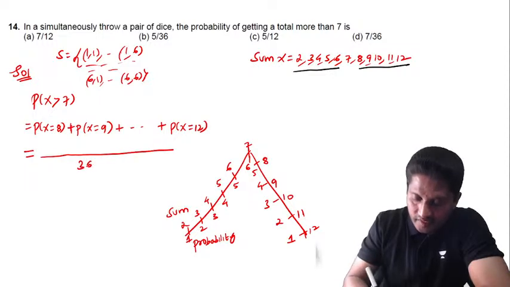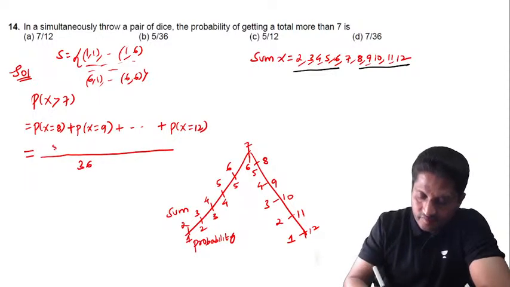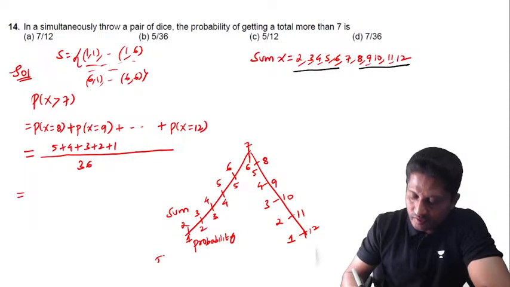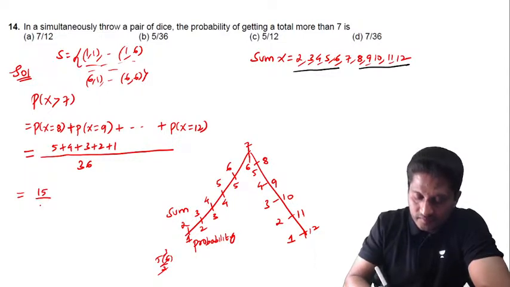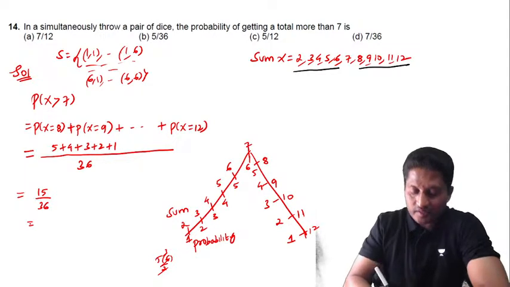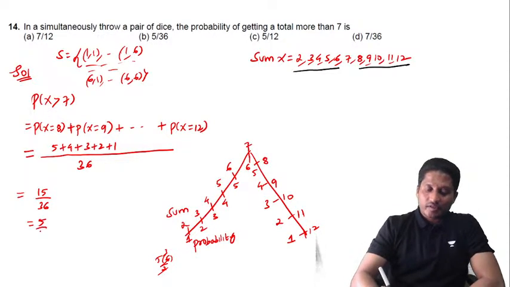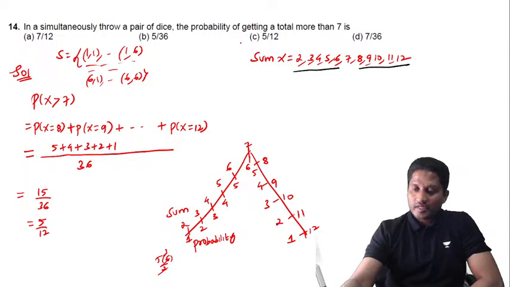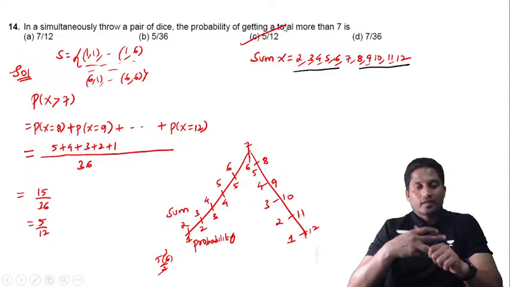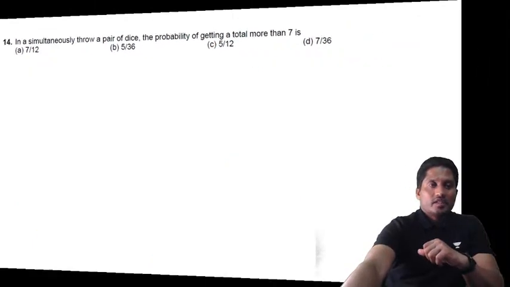Okay, probability of getting sum more than 7. Sum 8 onwards is 5 plus 4 plus 3 plus 2 plus 1. Sum of 1 to 5 is n into n plus 1 by 2, so this is 15, right? 15 by 36. If I divide by 3, 3 fives are 15, 3 twelves are 36, so 5 by 12. Answer is option C.